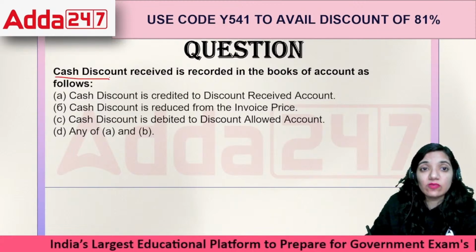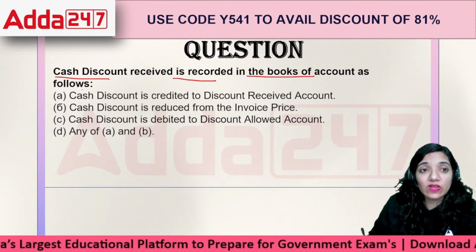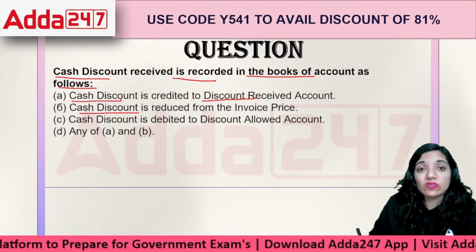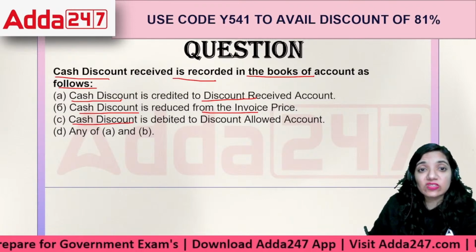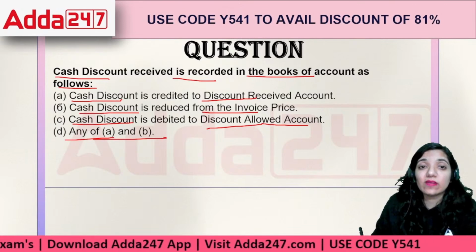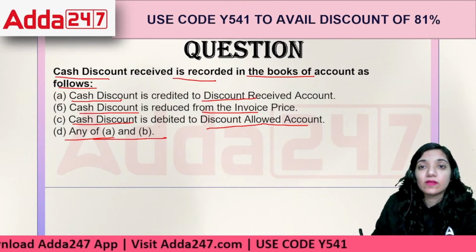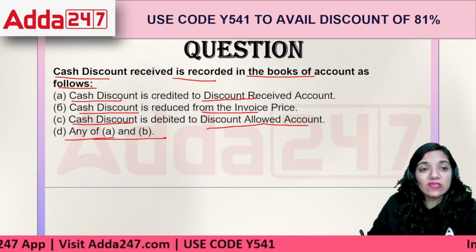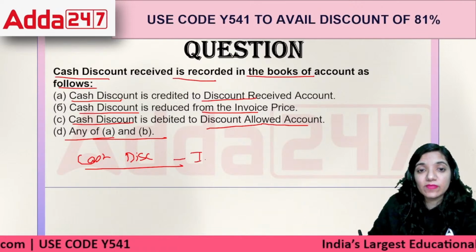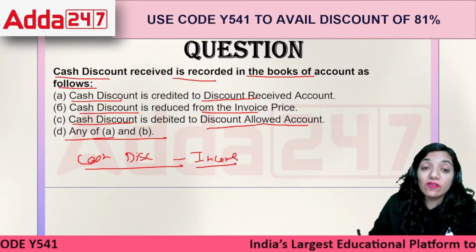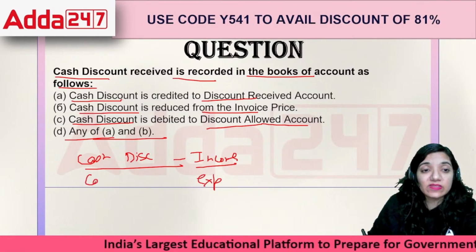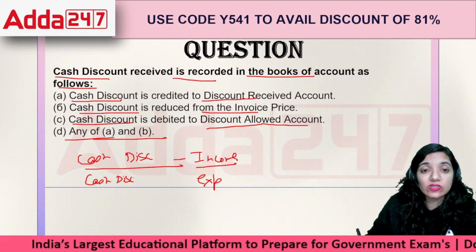The cash discount received is recorded in the books of accounts as follows. Cash discount is credited to discount received. Cash discount is reduced from the invoice price. Cash discount is debited to the discount allowed account, or any of A and B. So if we receive cash discount, number one, it is basically an income. If we give discount to someone, it's an expense. It is basically cash discount given.